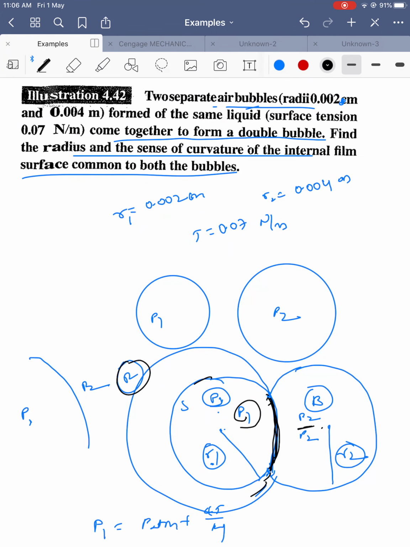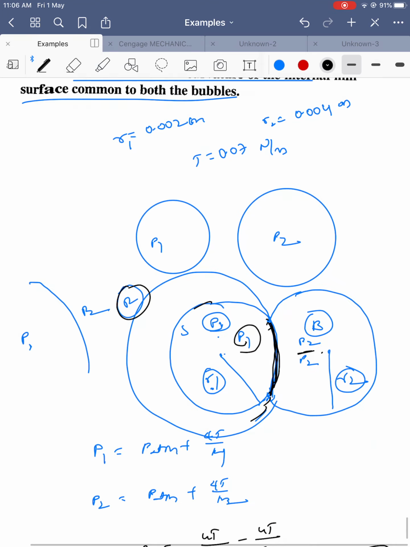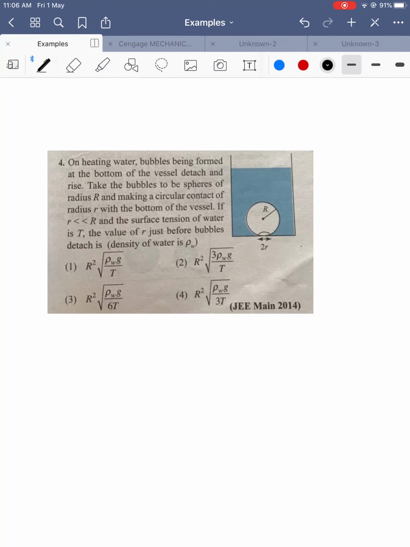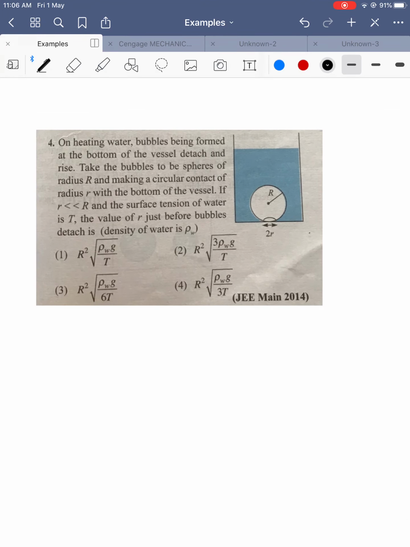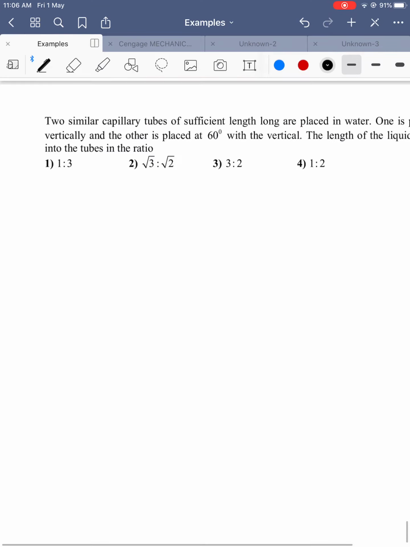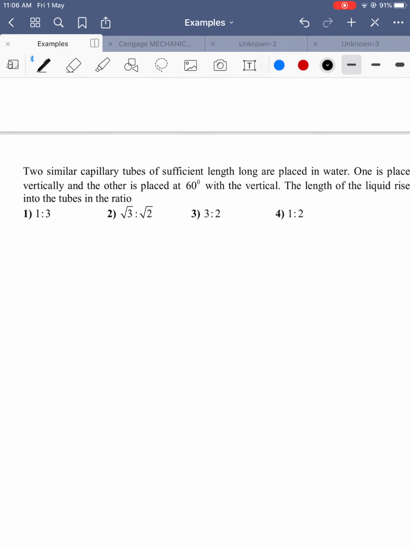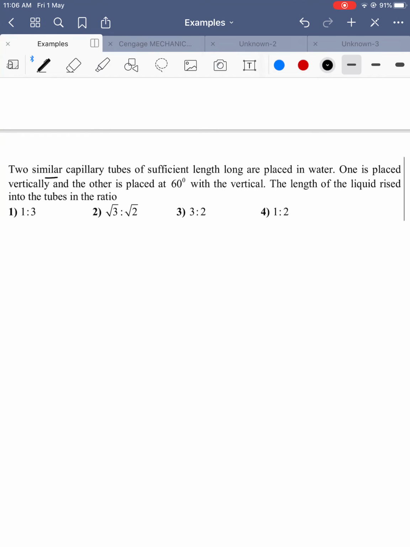So listen, he is saying that okay, let's go to the other question. So this is Ask JEE Mains, but I will discuss this one in the next video. Okay, two similar capillary tubes of sufficient length are placed in water. One is placed vertically, another placed horizontally.